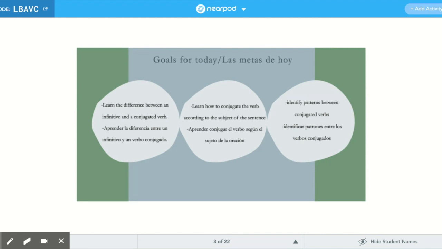The second goal for today is to learn how to conjugate the verb according to the subject of the sentence. Aprender conjugar el verbo según el sujeto de la oración. And finally, we want to be able to identify patterns between conjugated verbs. Identificar patrones entre los verbos conjugados.